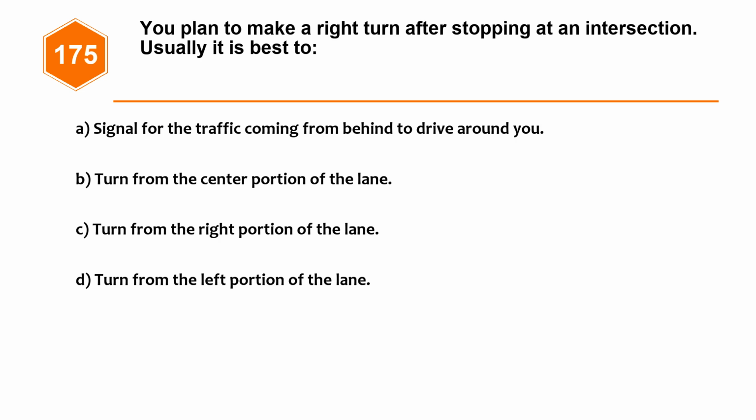Question 175. You plan to make a right turn after stopping at an intersection. Usually it is best to Option A, signal for the traffic coming from behind to drive around you. Option B, turn from the center portion of the lane. Option C, turn from the right portion of the lane. Option D, turn from the left portion of the lane.